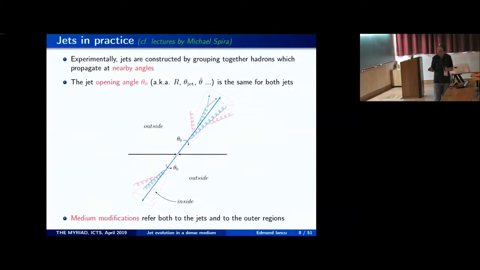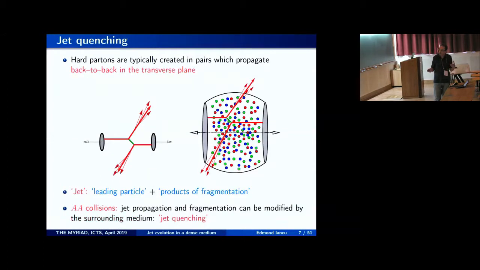And by the way, what is jet quenching? It's a generic name, essentially coined by Bjorken, I think. It's a generic name for the ensemble of the modifications that are suffered by a jet which propagates through the medium, whatever it means. Energy loss in particular, but not only. Everything which makes a jet in the medium different from a jet in the vacuum is called jet quenching.